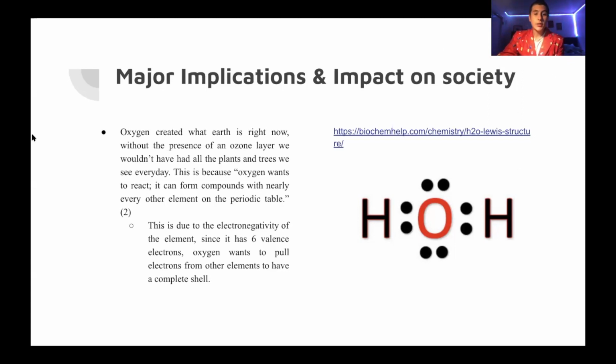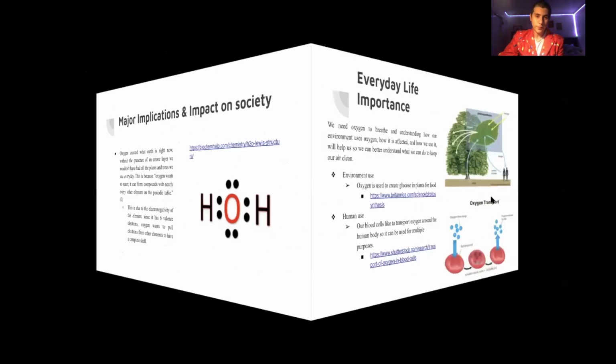Because of the electronegativity of the element, since it has 6 valence electrons, as we can see from our periodic table, oxygen wants to pull electrons from other elements to have a complete shell. Over here I have an example of H2O. As we see, oxygen has 6 valence electrons and hydrogen has 1. So oxygen is now pulling these electrons in so it can fulfill that shell.